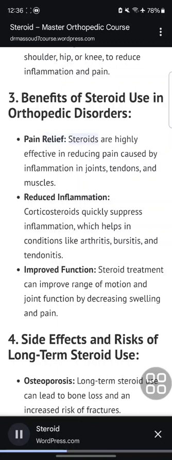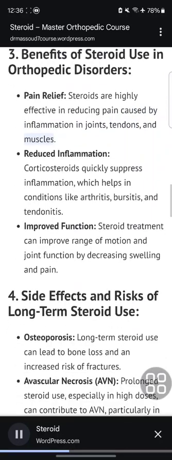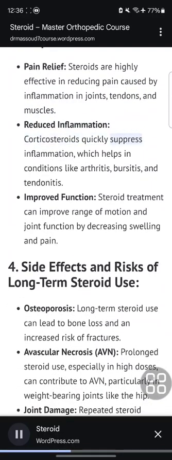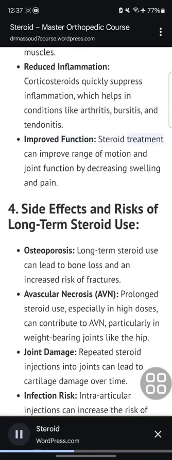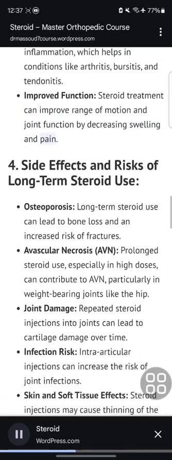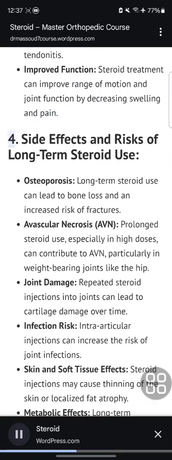Pain relief. Steroids are highly effective in reducing pain caused by inflammation in joints, tendons, and muscles. Reduced inflammation. Corticosteroids quickly suppress inflammation, which helps in conditions like arthritis, bursitis, and tendinitis. Improved function. Steroid treatment can improve range of motion and joint function by decreasing swelling and pain. 4. Side effects and risks of long-term steroid use.